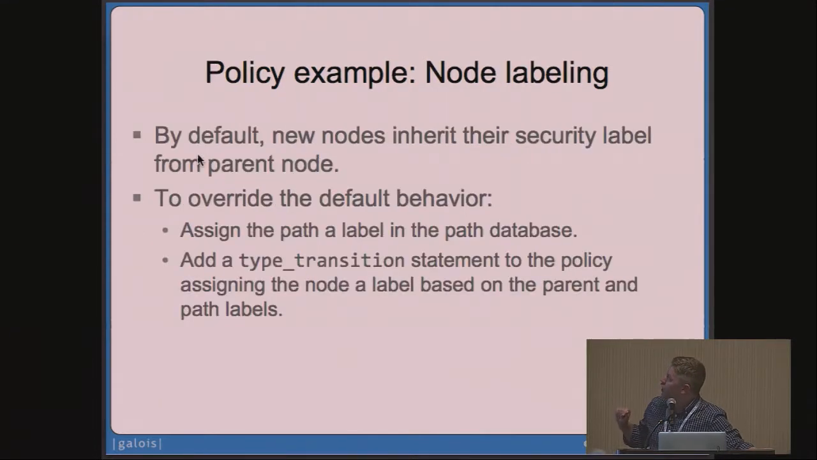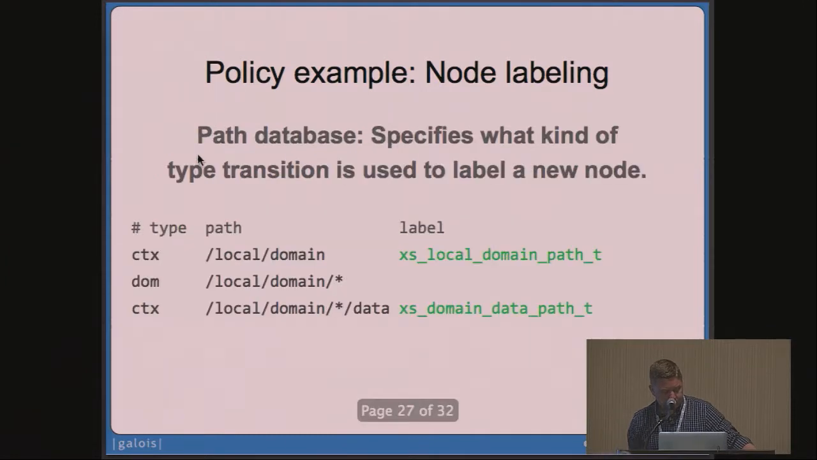My apologies. So the default rule with labeling is that when we create a node, we inherit the label from its parent. Very simple. When we want to override that, we take the path that we want to override the behavior for, and we add an entry to the path database. And we use that to inform a type transition in the policy that actually computes the label. So the core thing here is that there's a two-step process for computing the label of a node. And we'll see why that's important in a minute.